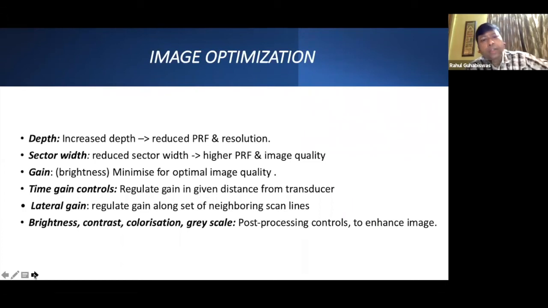Time gain controls are used to regulate gain at a given distance from the transducer vertically. The lateral gains regulate the gain along the set of neighboring scan lines horizontally. Brightness, contrast, colorization, grayscale, these are all post-processing controls to enhance image.